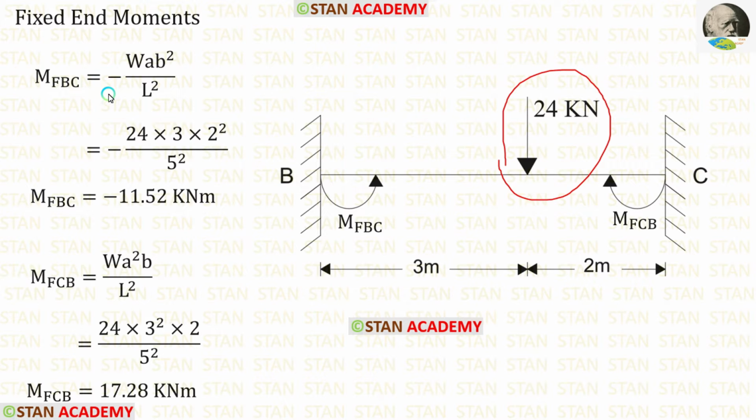The formulas to find the fixed end moments are minus W A B square upon L square and positive W A square B upon L square. When we apply the values inside the formulas, we are getting MFBC and MFCB.